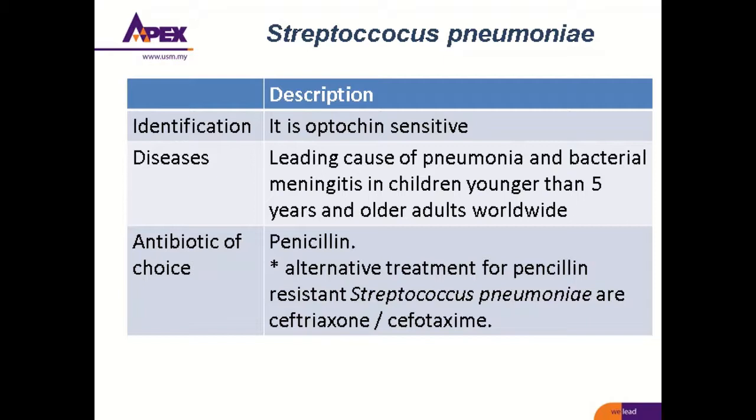The diseases caused by Streptococcus pneumoniae include pneumonia and bacterial meningitis in children younger than 5 years and older adults worldwide. The antibiotic of choice is penicillin, and alternative treatments for penicillin-resistant Streptococcus pneumoniae are vancomycin or cefotaxime.